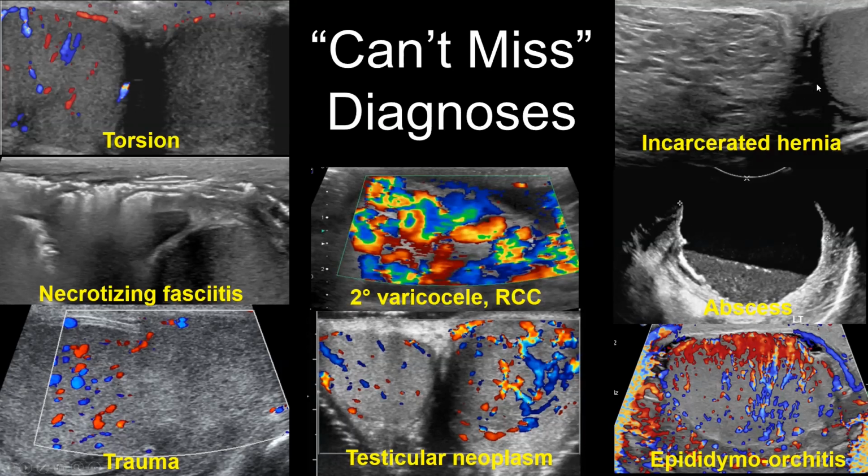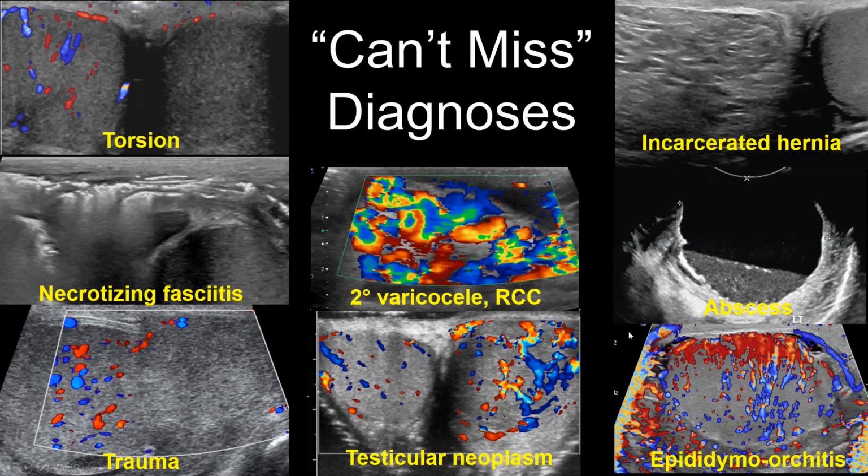Incarcerated hernia is also urgent. And this was our patient who had an incarcerated, fat-containing hernia. Abscess. We looked at patients with abscesses. Medical management, epididymo-orchitis. Remember our patient. And remember, though, it can be focal.